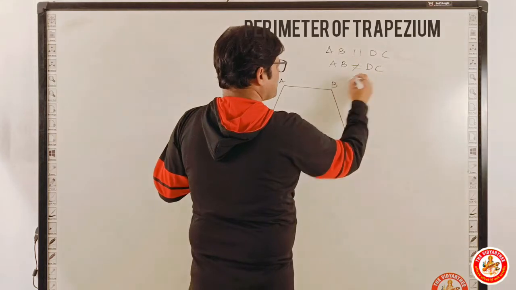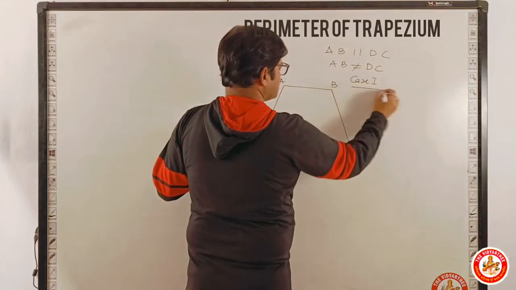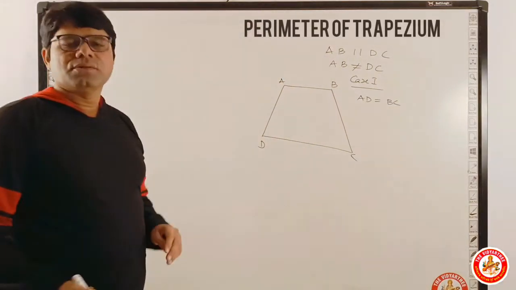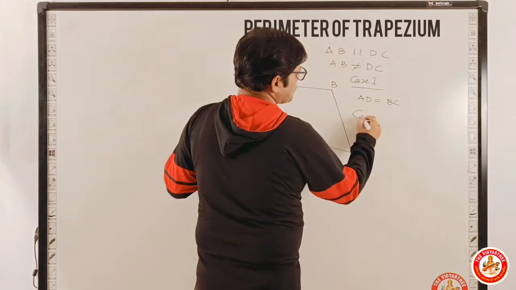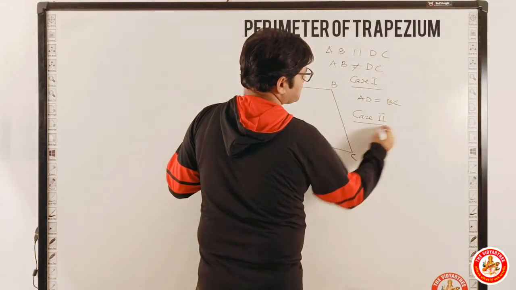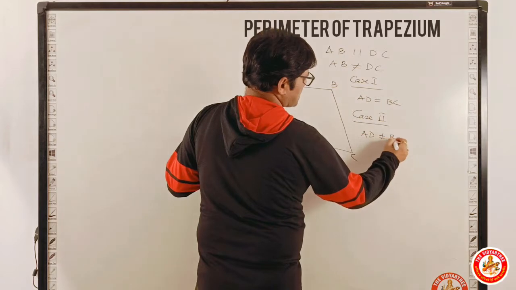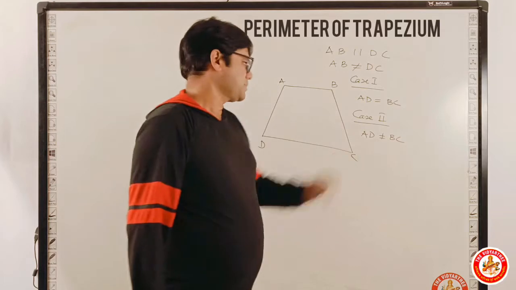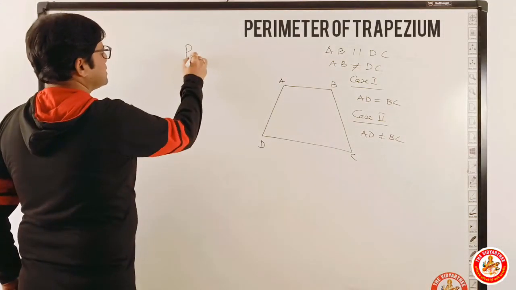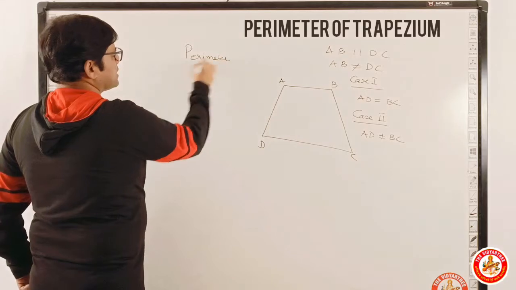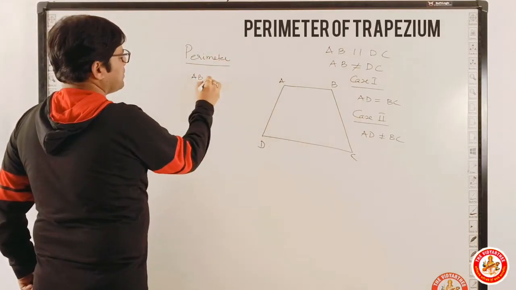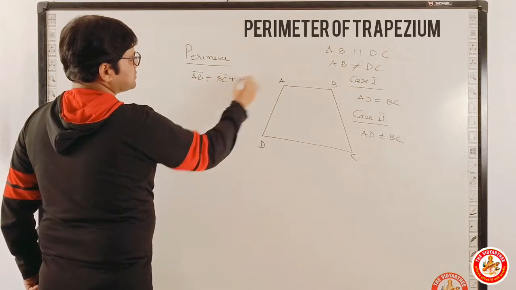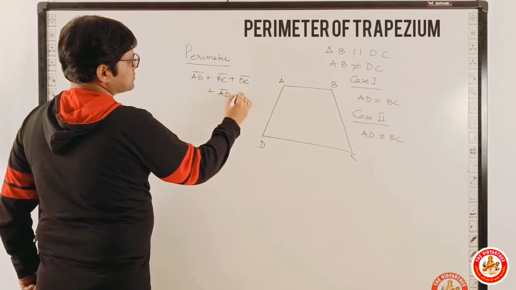Similarly, we have two conditions. Case 1, where AD may be equal to BC. It's called an isosceles trapezium. And case 2 is when AD is not equal to BC. In general, we find most of the trapezium of this type. Now, what is the perimeter in this case? The perimeter is, as by definition, you just take AB plus BC plus DC plus AD. You will get your answer.